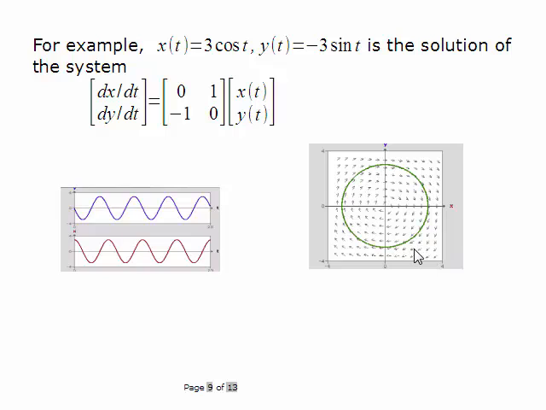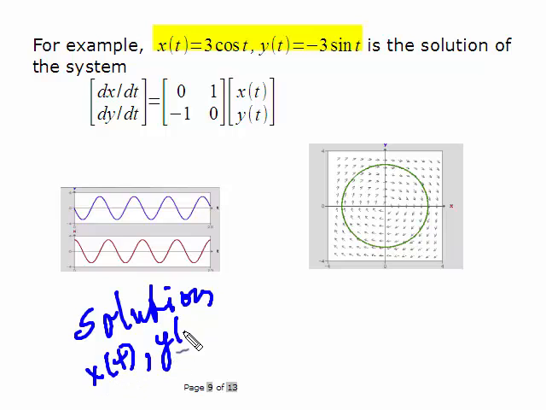So here's an example. We have just some sinusoidal equations here, and those are the solutions of this system. I'm not going to solve it now, just accept that those are the solutions of this system. Here are the solutions plotted as the functions of time. The x of t, y of t plotted separately.